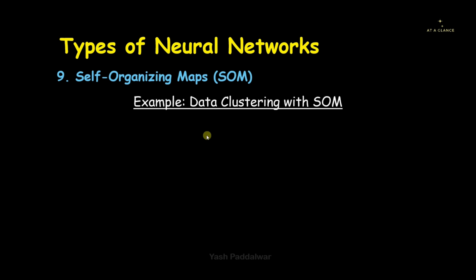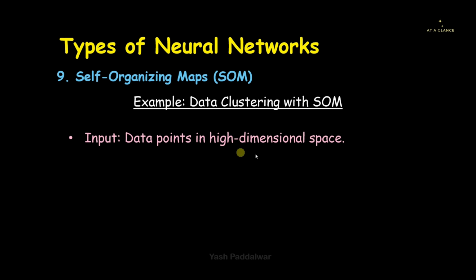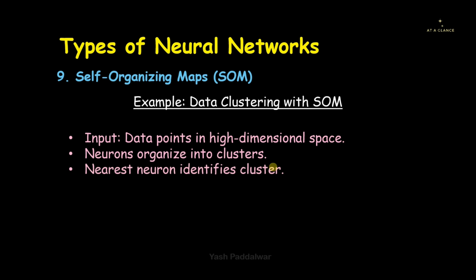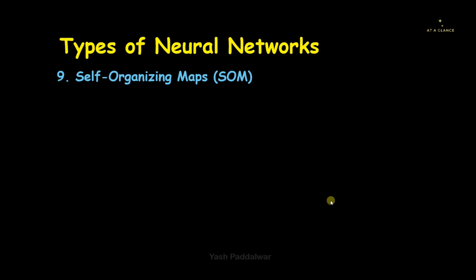Let's take an example. Here the example is data clustering with the help of SOM. So first comes the input. Here the data points in high dimensional space will be provided. In the next section, the neurons will be organized into clusters. These clusters will be randomized. And in this further section, the nearest neuron is identified as a cluster. So this is how the clustering will take place iteratively. So I hope this particular example of data clustering with the help of SOM is clear to you all.